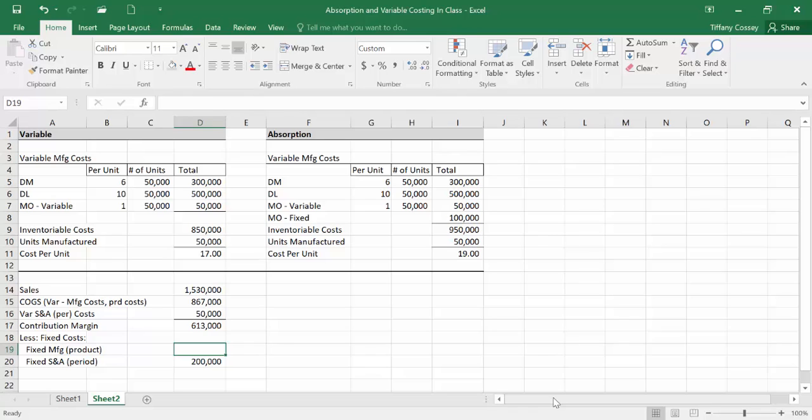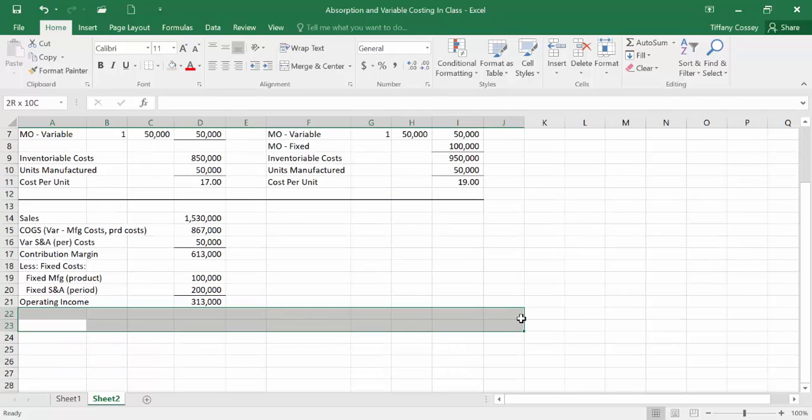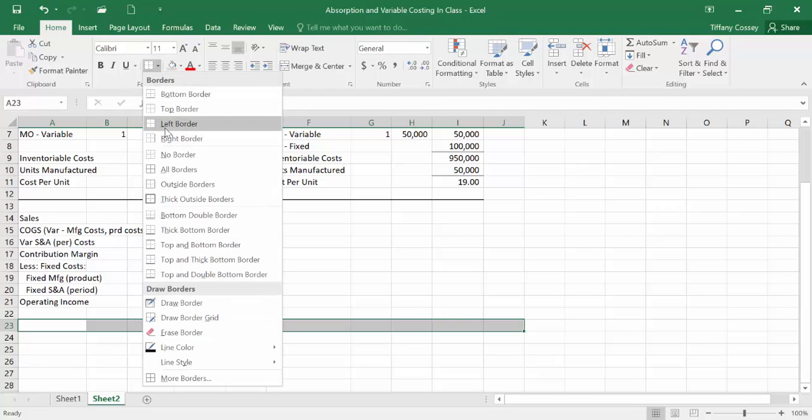And we've already calculated our fixed manufacturing costs over here when we did our cost of goods sold for absorption, right? We were given our total manufacturing overhead, and we had calculated our variable. So what was remaining had to be the fixed, which was that $100,000. So I'm going to pull that $100,000 over here that we've already calculated. And we should have operating income of our contribution margin minus our various fixed costs, $313,000. I'm going to draw a line there.